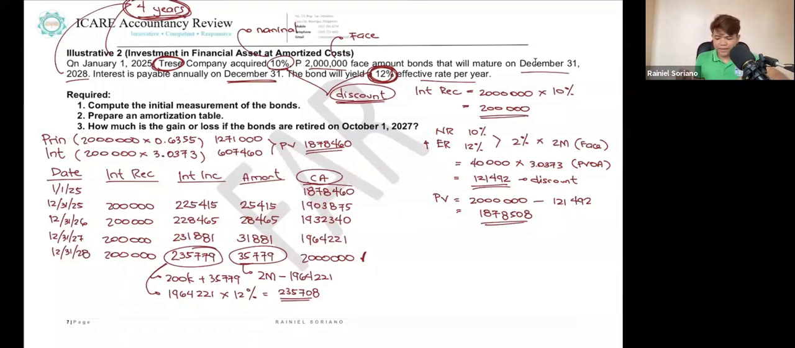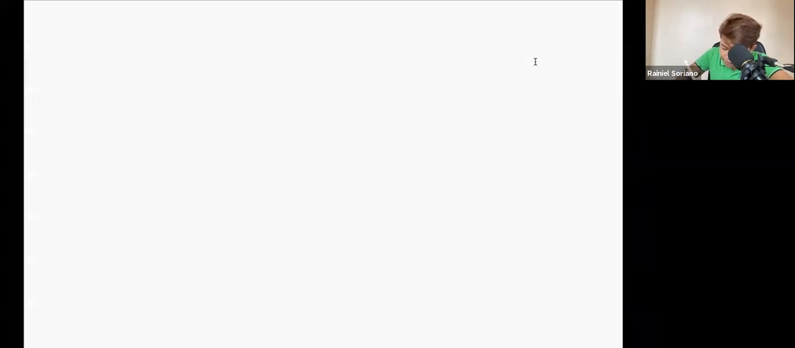Ngayon, bibigyan kita ng Sorianotes on how to easily solve this. Sorianotes number 1. Meron tayong dalawang Sorianotes dito. Next page na lang natin para mas malinaw. So, lalagay ko dito. Meron akong dalawang Sorianotes na ibibigay sa inyo.